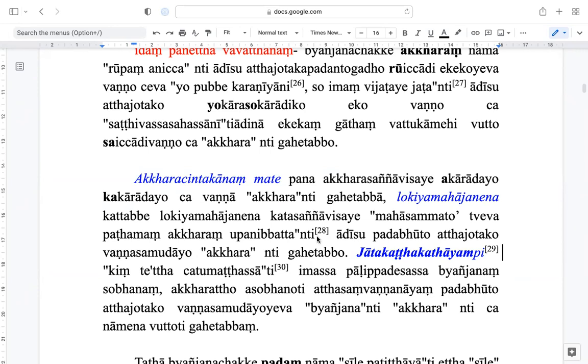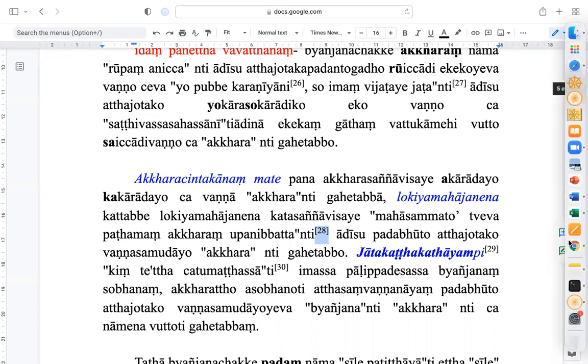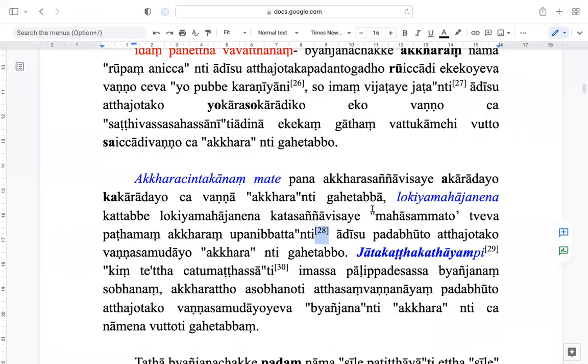This one is from the current nāma vibhāga, reference number 28. Actually that is from the Dīgha Nikāya, Pāthika vagga Pāḷi. To understand that point, we need to go to the original text. According to the Lokiya Mahājana idea, the whole word Mahāsammata is akkhara. So when vaṇṇasamudāyo also refers to the Mahāsammata, the one Mahāsammata, that is accurate. That explanation we can find in this reference.